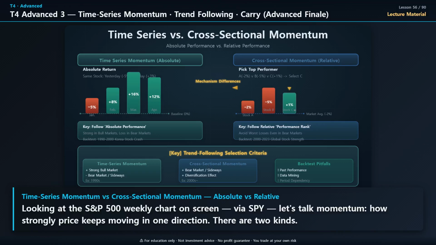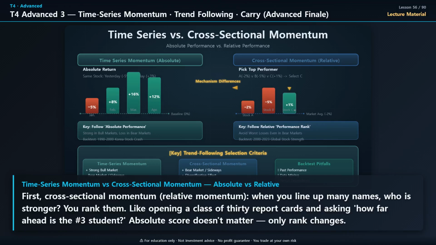Looking at this S&P 500 weekly chart on screen, via SPY, let's talk momentum, how strongly price keeps moving in one direction. There are 2 kinds. First, cross-sectional momentum, relative momentum when you line up many names. Who is stronger? You rank them, like opening a class of 30 report cards and asking, how far ahead is the number 3 student? Absolute score doesn't matter, only rank changes.